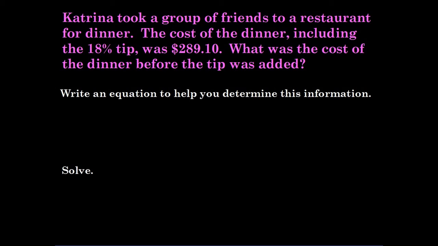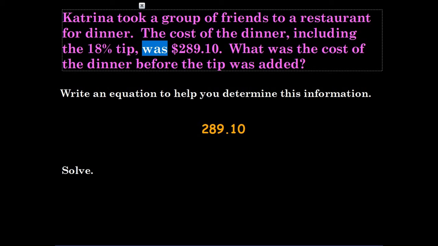All right, next question. Katrina took a group of friends to a restaurant for dinner. The cost of the dinner, including this time the 18% tip, was $289.10. What was the cost of the dinner before the tip was added? All right, so our goal here is to figure out how to write this as an equation. Now, we have the cost of the dinner and the tip was $289.10, because we know this will be part of it.